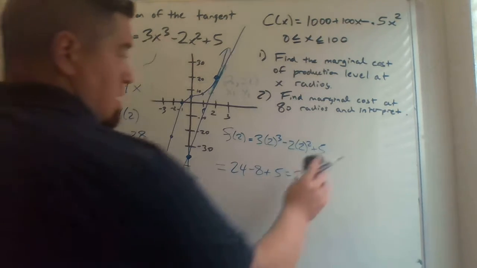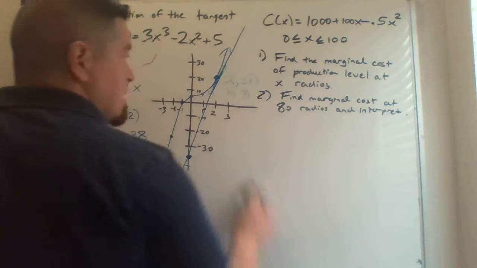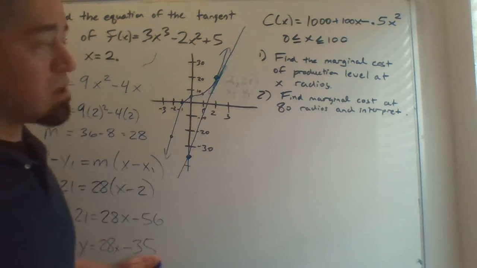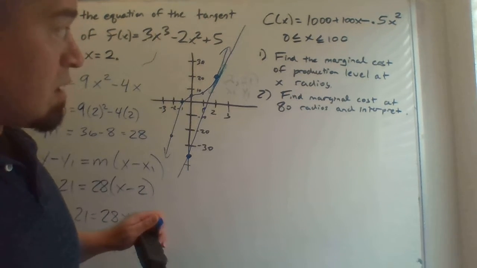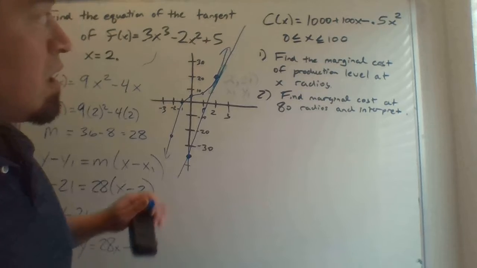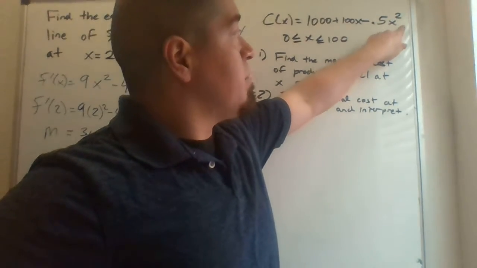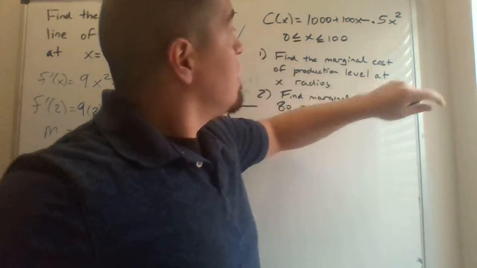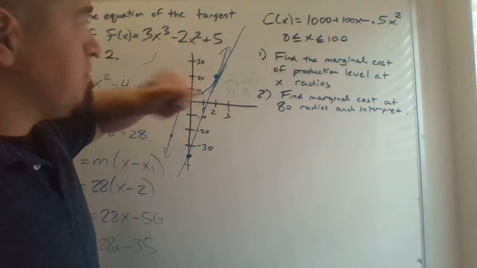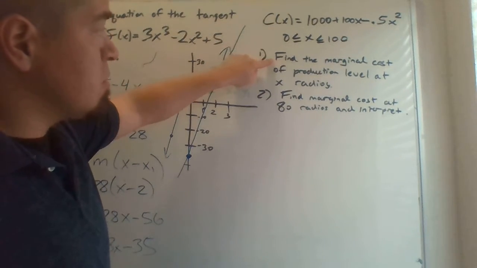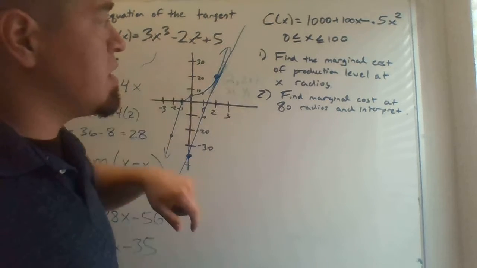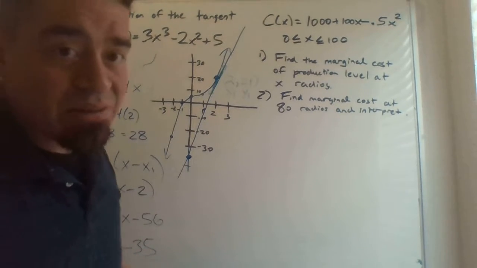Okay, so I'm going to go ahead and erase this part for some space. Then we're going to talk about cost and marginal cost. So the cost function is given. You'll notice there's a little typo on yours. The 2 is on the bottom. It should be up in the exponent. So correct that, please. So first question, find the marginal cost of the production level at x radios.